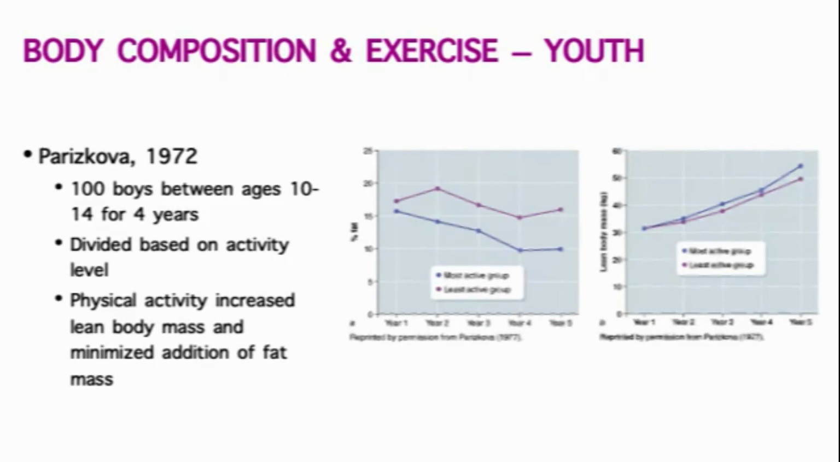And they divided the individuals based on their activity levels. So they had a most active group and a least active group. And what the study showed over this 4-year period is that physical activity increased lean body mass and minimized addition of fat mass. So if we look at the left graph, that is looking at their body fat percentage, and we can see the least active group maintains a higher body fat percentage, and it doesn't really change drastically from that higher point.